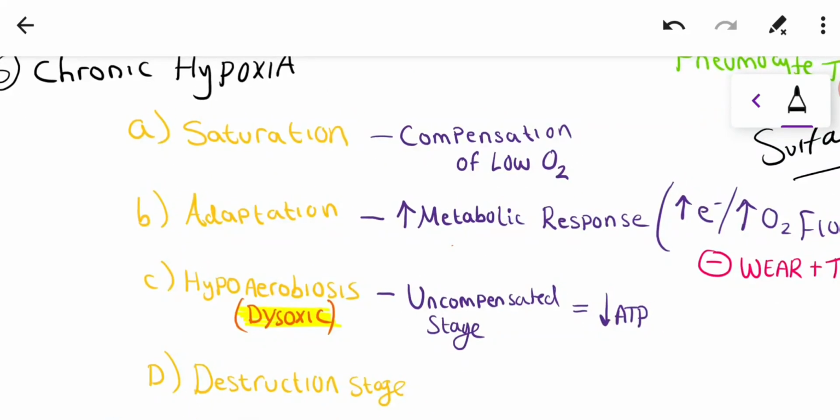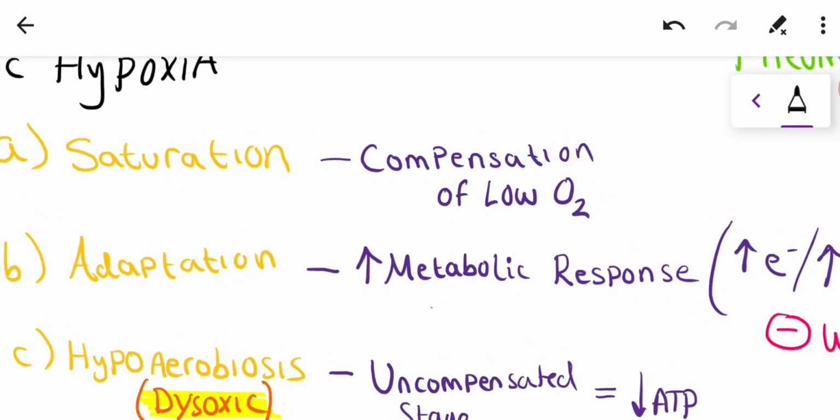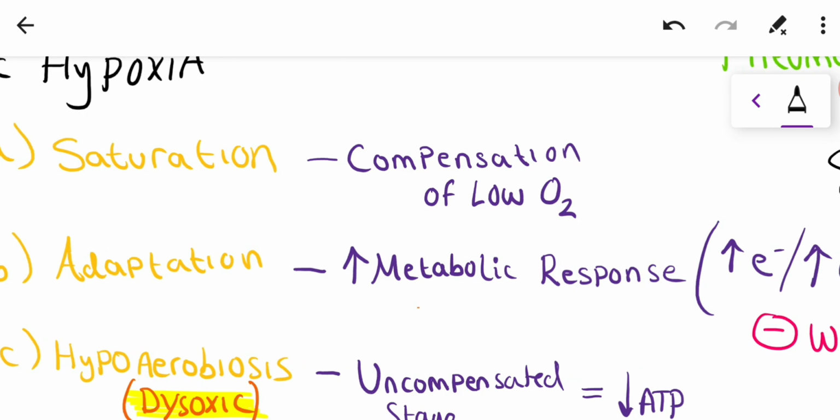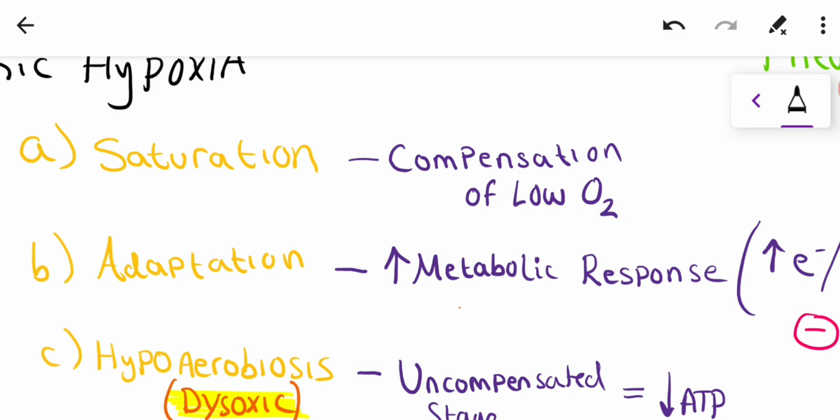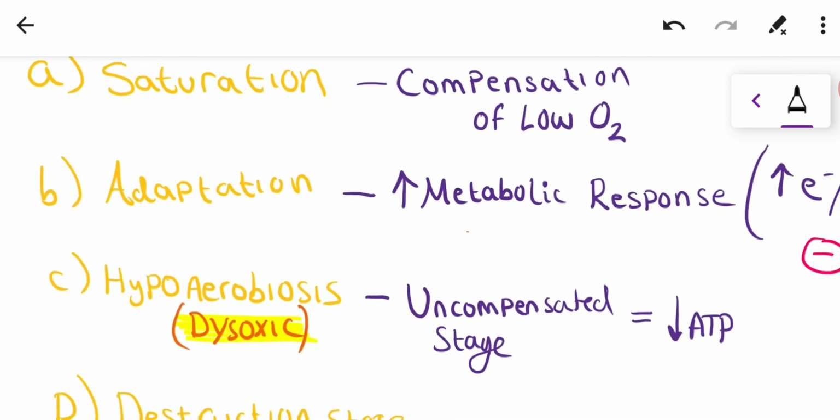There's 4 stages you need to know. Saturation stage. This is basically the body's initial compensation for a low oxygen amount. Alright? So the body gets used to having low oxygen. There's not necessarily some damage right now, but the body's just compensating by being happy with a lesser amount of oxygen.